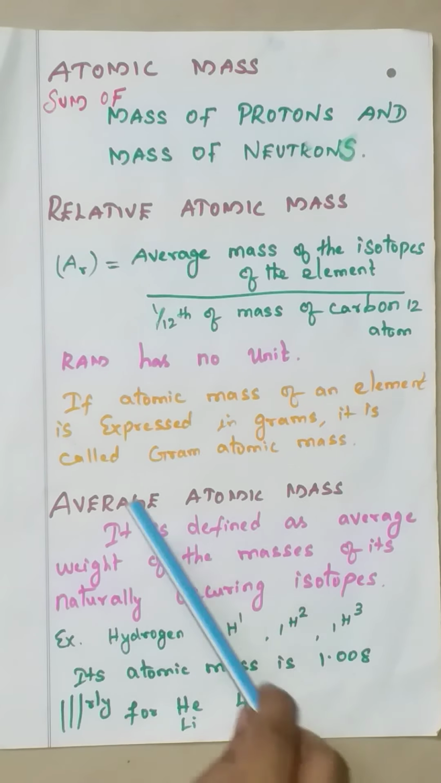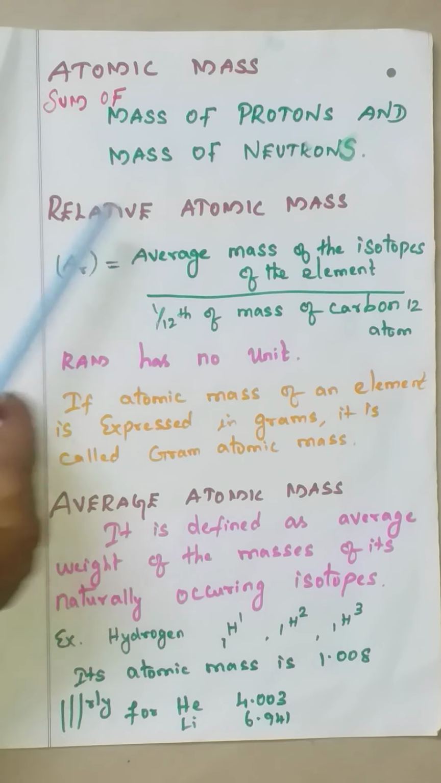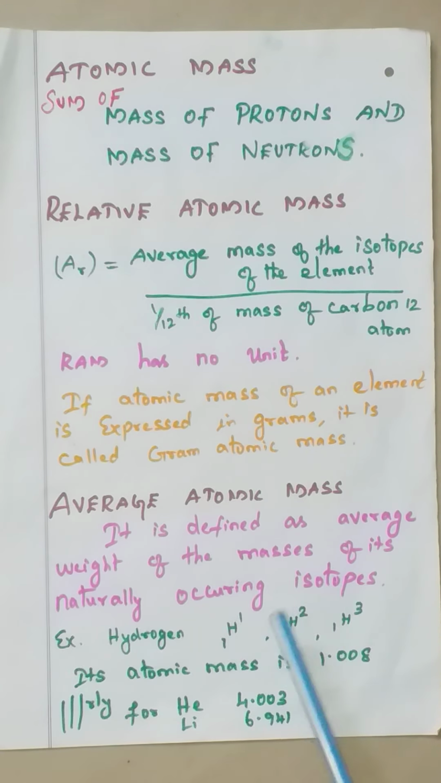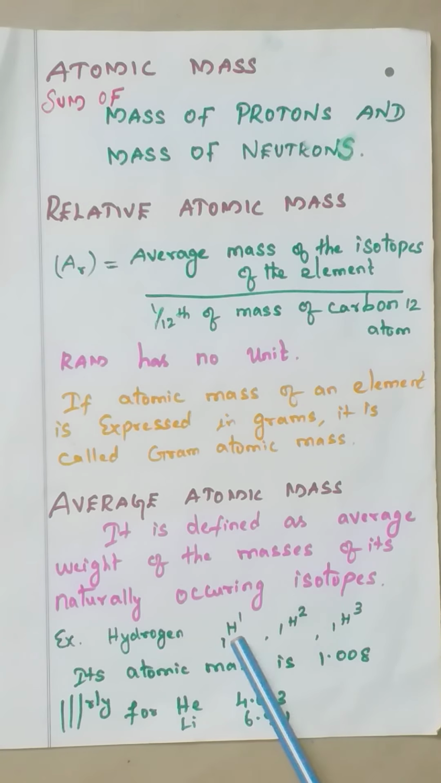Now we are going to see about average atomic mass. Relative atomic mass means we are comparing with carbon 12, but average atomic mass means we have to take the average mass of each element. For example, hydrogen. The symbol is H, and its atomic number and mass number are 1, as we know already. But there are isotopes of hydrogen: 1H1 we call protium, 1H2 we call deuterium and 1H3 we call tritium. All the symbols are H and all the atomic numbers are 1, but their mass numbers, 1, 2, 3, are different. These are the examples for the isotopes of hydrogen.